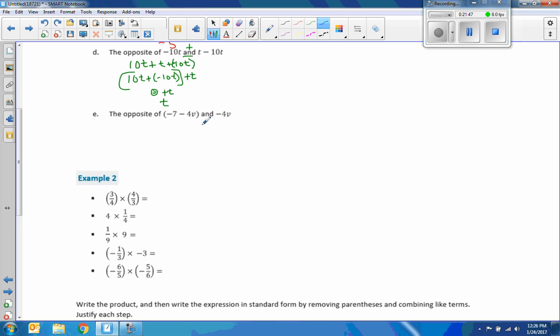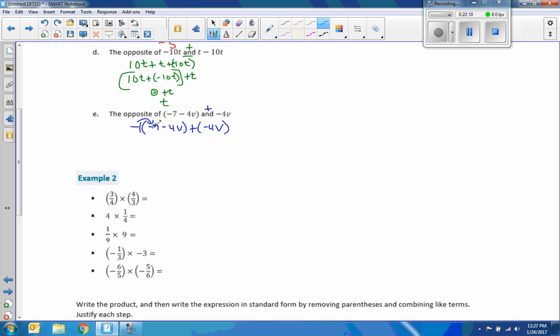E. The opposite of negative 7 minus 4v. So to say the opposite of that, I'd put a minus sign out in front. Negative 7 minus 4v and negative 4. Okay? So I can change this to a minus 1, and I distribute.